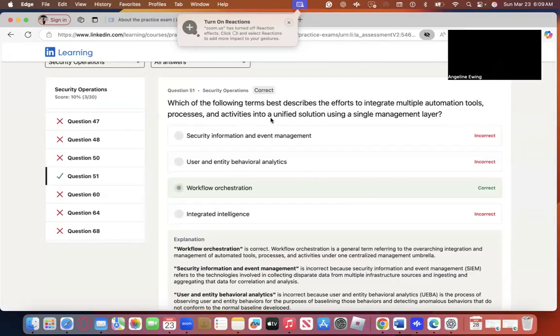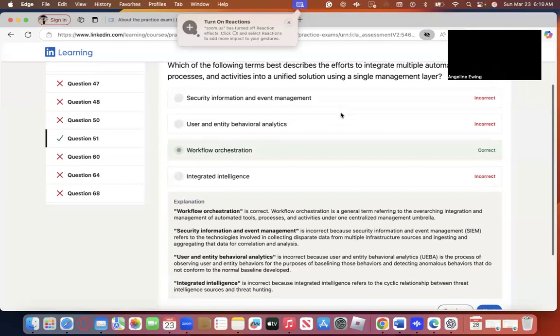Which of the following terms best describes the effort to integrate multiple automation tools, processes, and activities into a unified solution using a single management layer? That would be workflow orchestration. Workflow orchestration is correct. Workflow orchestration is a general term referring to the overarching integration and management of automated tools, processes, and activities under one centralized management umbrella.